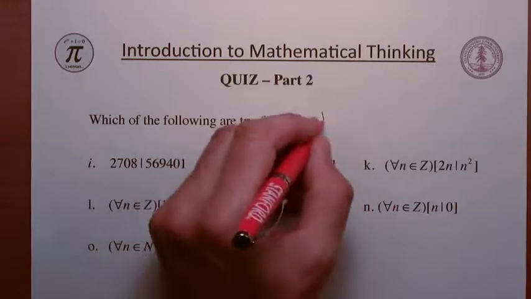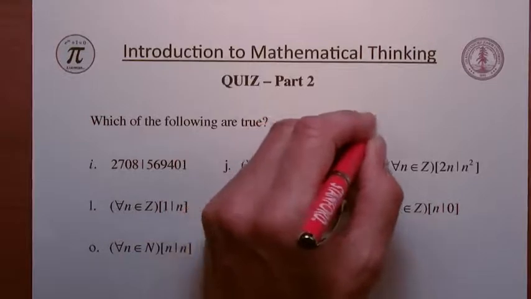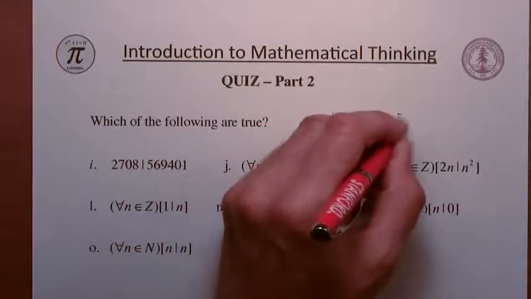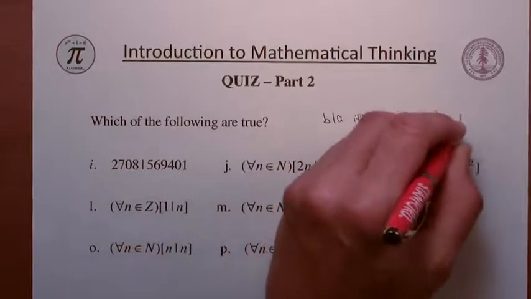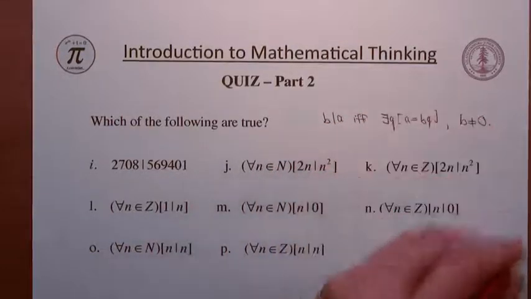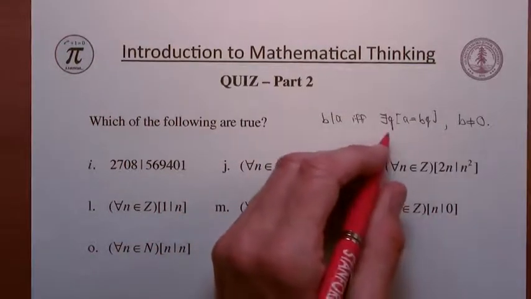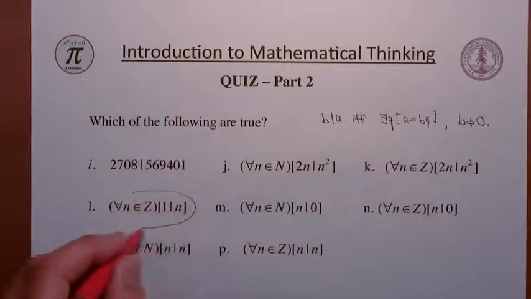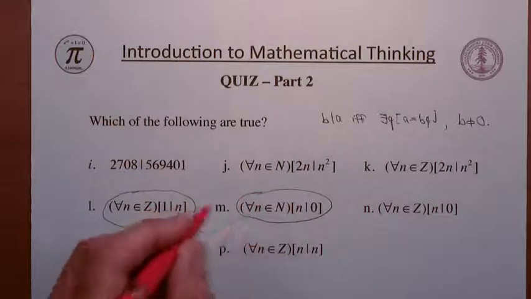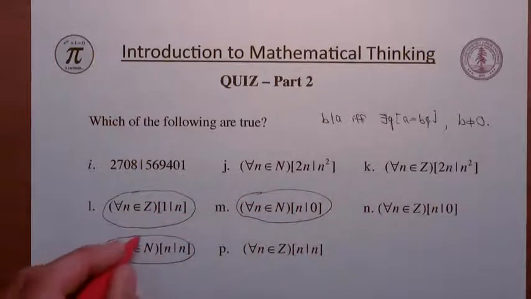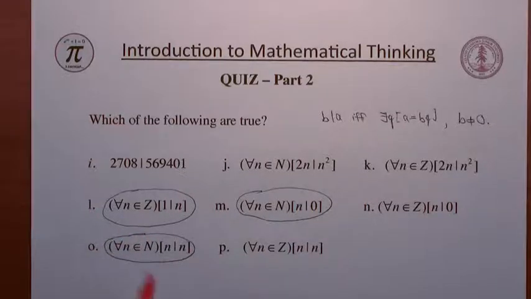Well, again, the condition we have to check is that B divides A if and only if there is a Q such that A equals BQ. And again, this is under the assumption B non-zero. Everything is an integer here. But the correct ones are that, and that. So why are the others false?